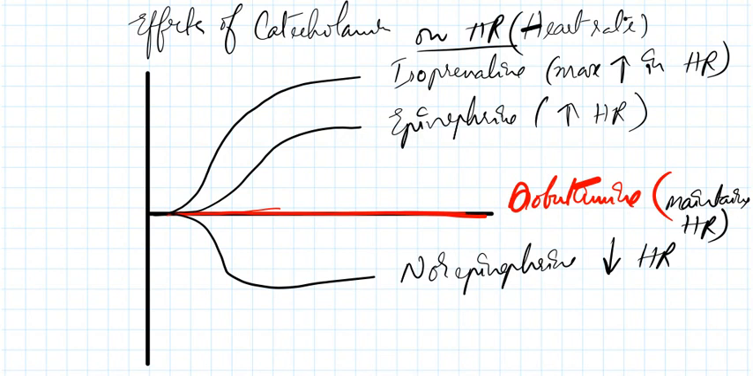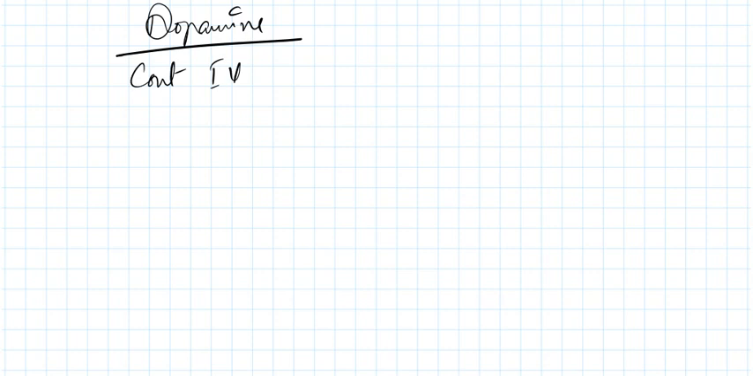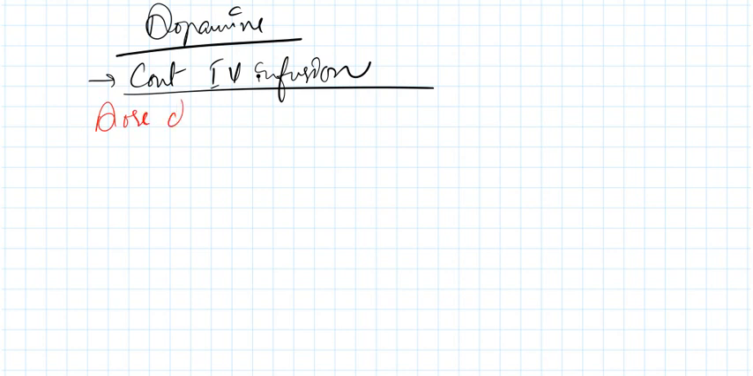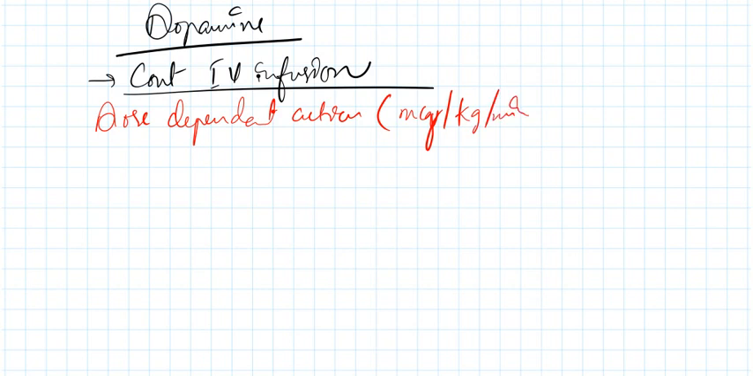Now we will discuss some points about dopamine, because most of the times you get questions on dopamine. It's given as continuous IV infusion. I think you have seen in your hospital wards that dopamine is given as a continuous IV infusion. It's not some other thing. And it exhibits dose dependent action, in microgram per kg per minute.